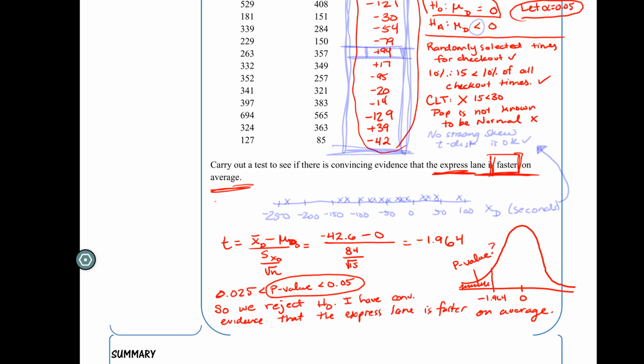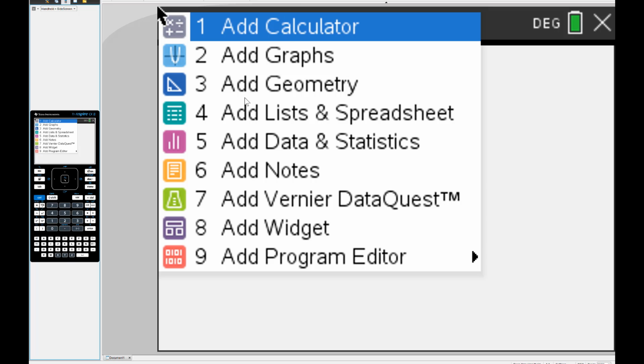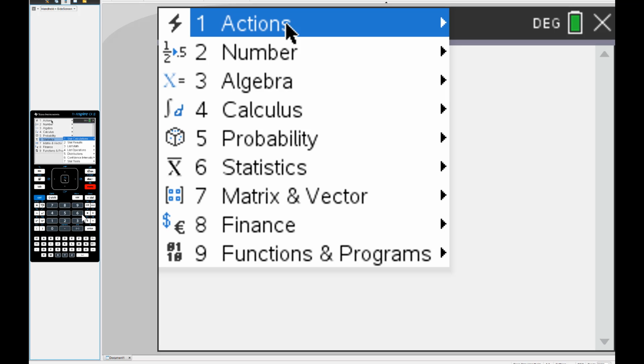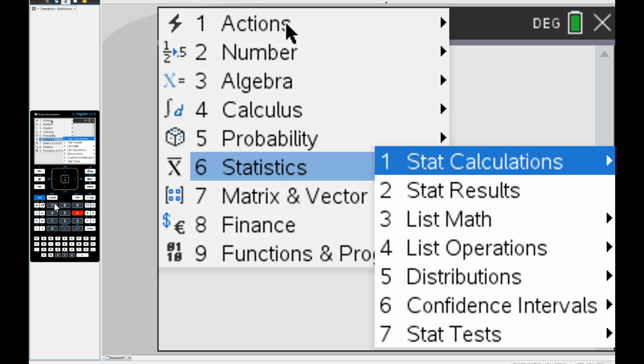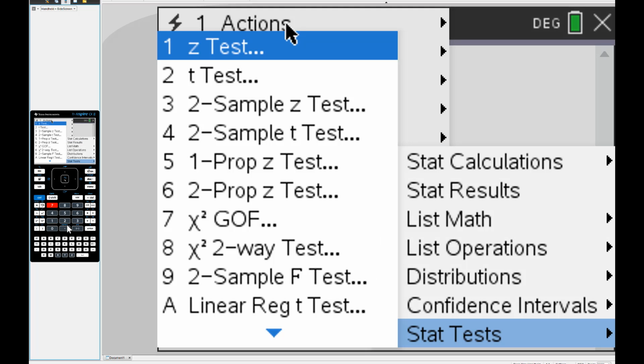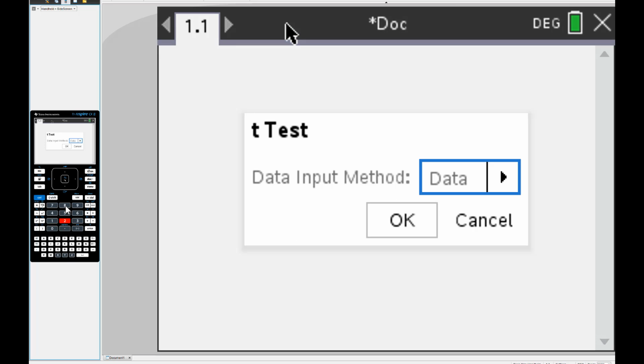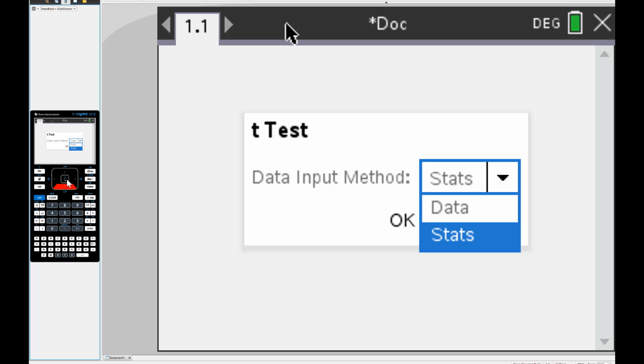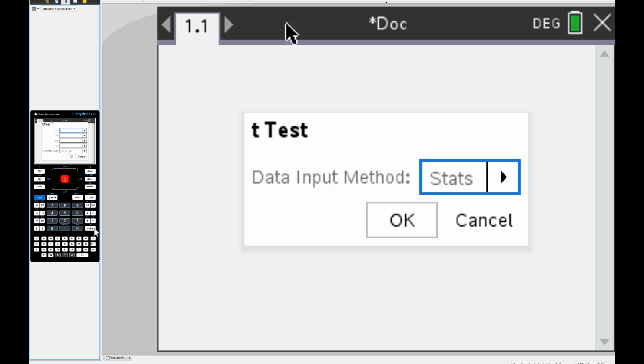Going through our calculator, we'll bring up a calculator page here. We go into our menu. Hit enter for a calculator page. Go into our menu. We're going to choose number 6, statistics, and then number 7, stat tests. And then with our stat tests, remember that we are going to choose a t-test. This is option number 2. For our data input method here, since I've already developed the stats, I can go ahead and use that. So I'll hit OK.